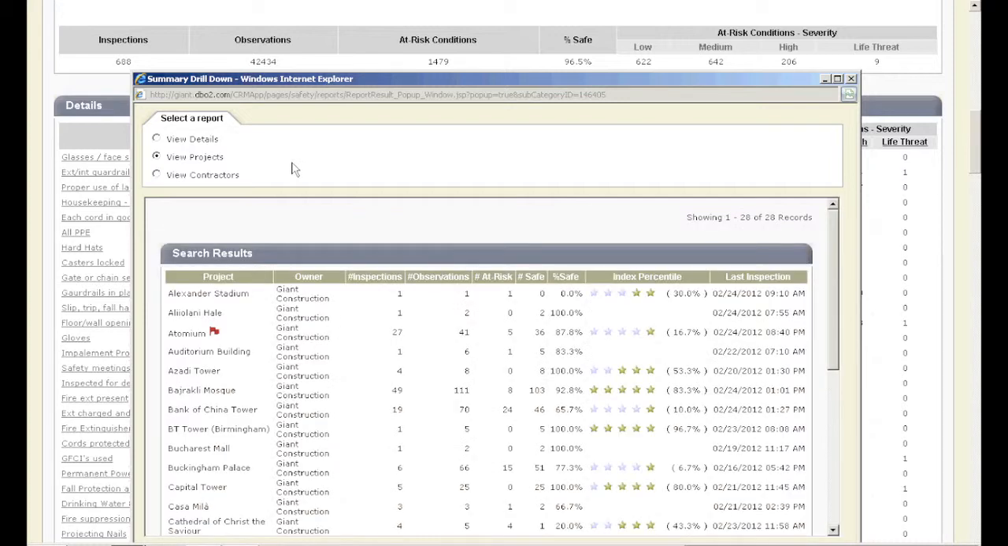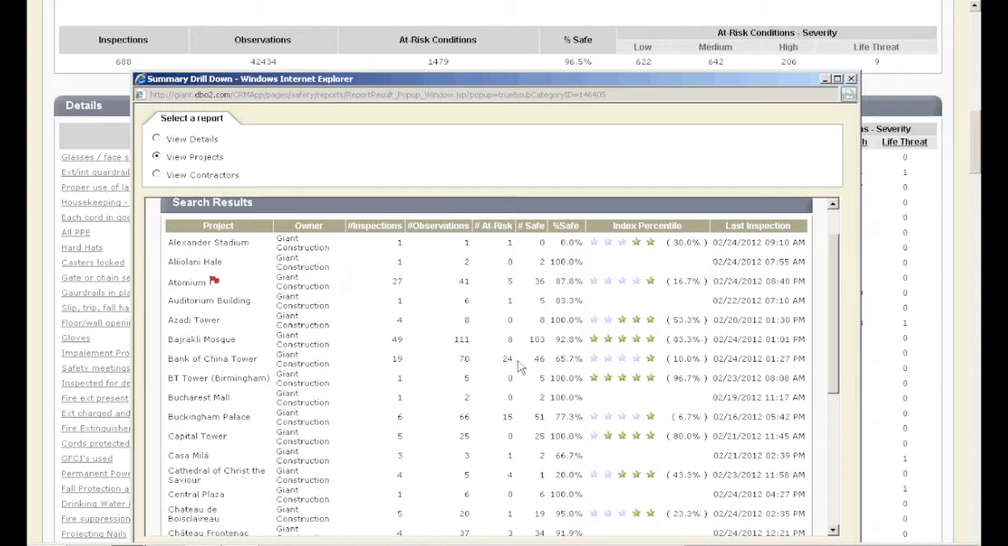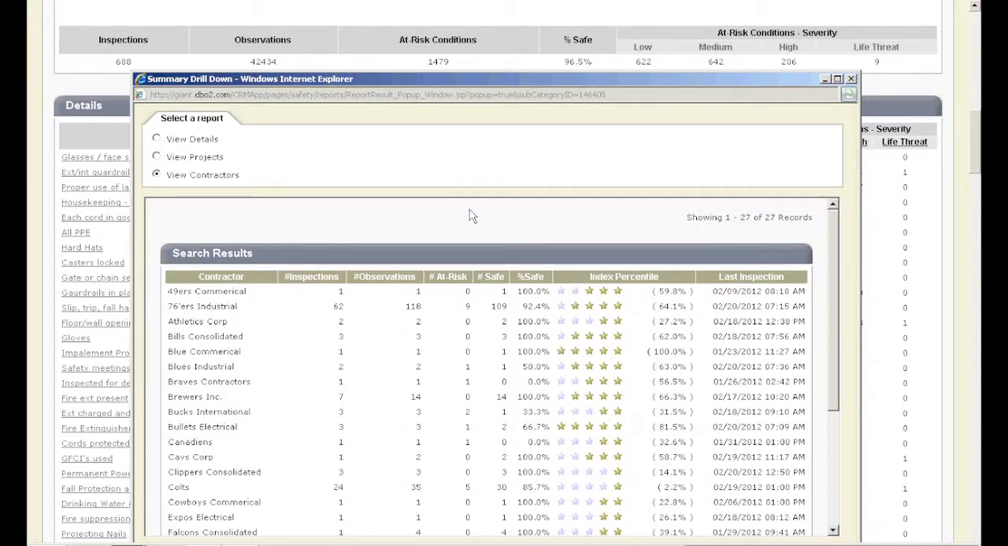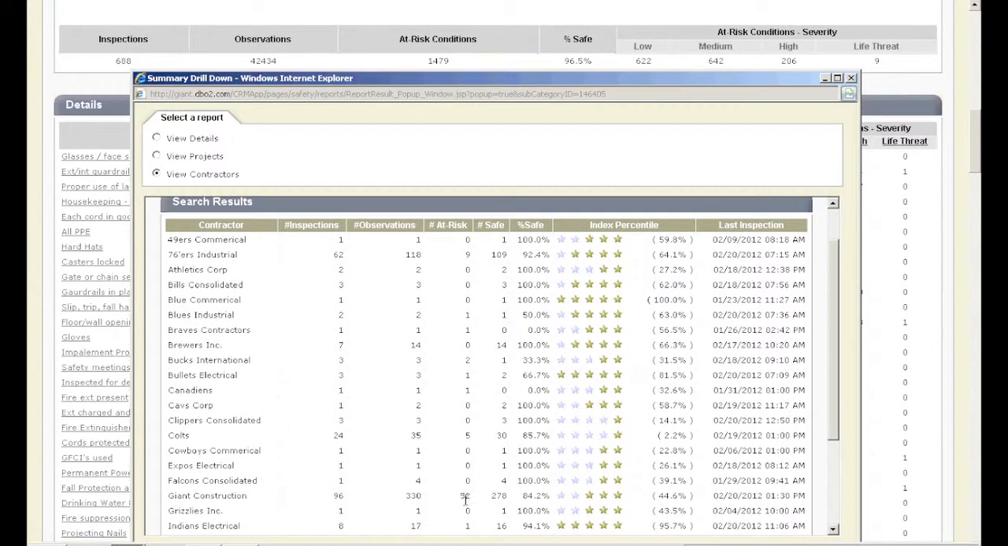I could then look to say, hey, I have all these at-risk conditions related to guardrails. Is it across the entire company, or is it relegated to a few projects or locations? In this case, I've narrowed it down to just a few, one with 24 and one with 15. Both those two projects together contribute to over half of the at-risk conditions related to guardrails. If I then look at the contractors, I would look at those groups or crews that were observed. Drilling down into this information, I can quickly see one contractor has 52 of the 70 plus at-risk observations.